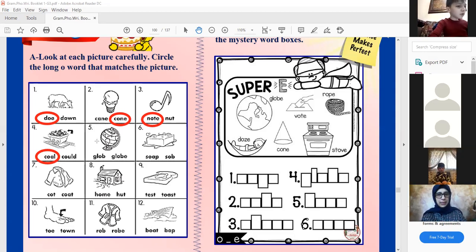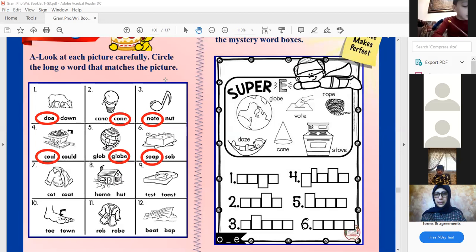Yalla, number five, Jad, go ahead. Globe. This is globe and glob. Which one has the long O sound? Globe, yes, bravo. Number six. Soap. Which one with the long O? Soap. Bravo, miss. Thank you, Jad.